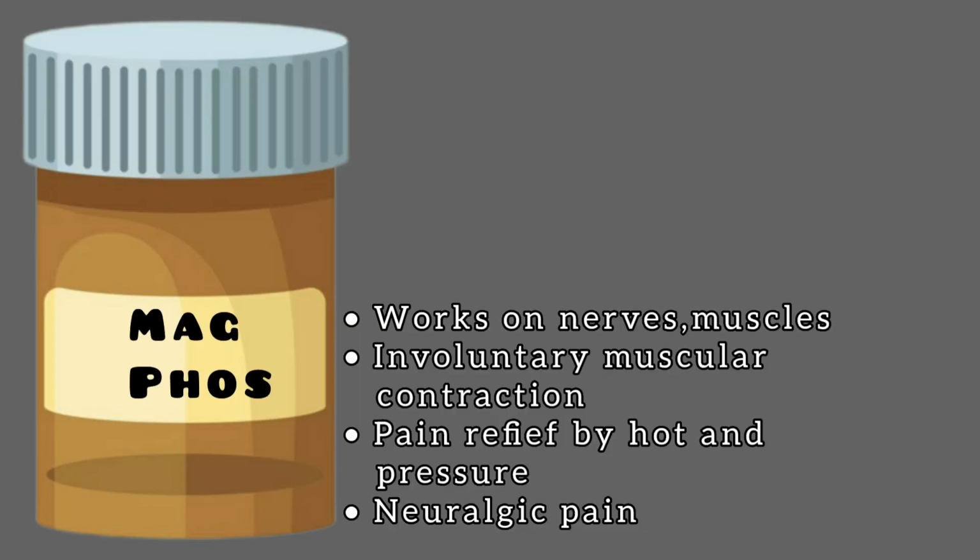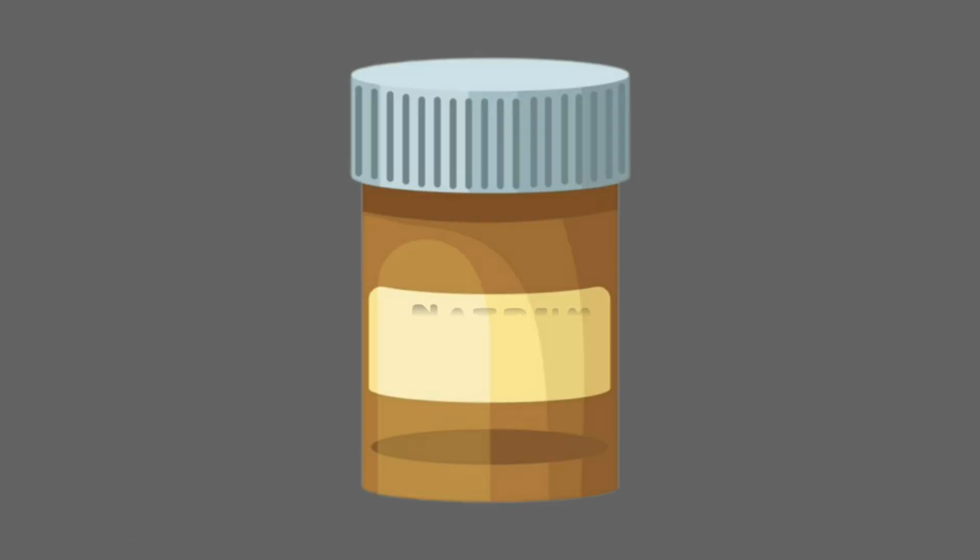Mag phos works on nerves and muscles. It includes involuntary muscular contraction, with pain relieved by heat and pressure. It also includes neuralgic pain.